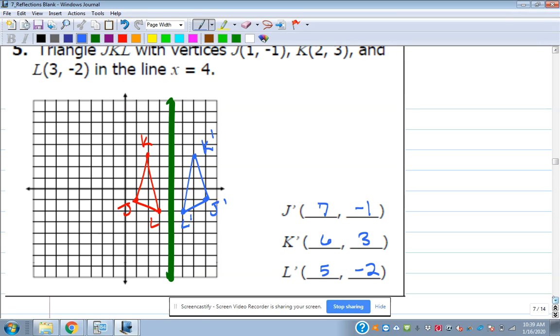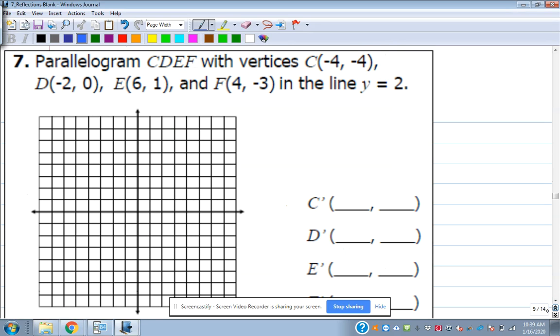Number 6 is another reflection, but it's across x equals negative 1. I think we get the idea of reflecting across an x equals a number line. Let's go to number 7 and reflect across y equals 2. I'm going to draw my reflection line right there.